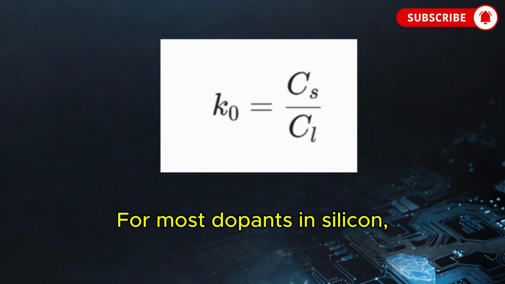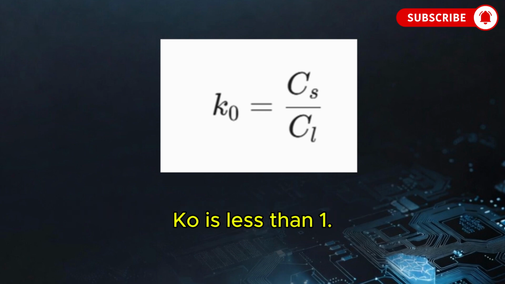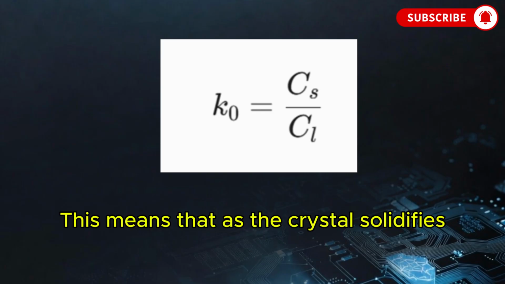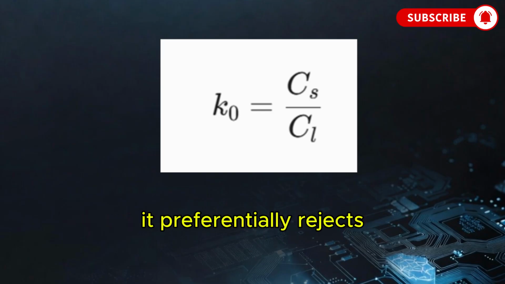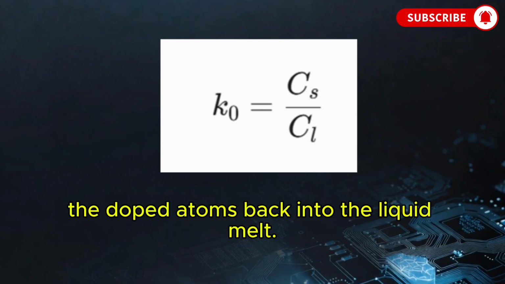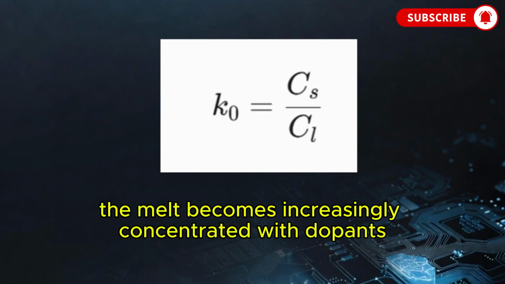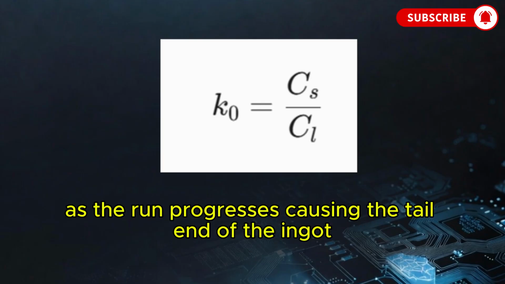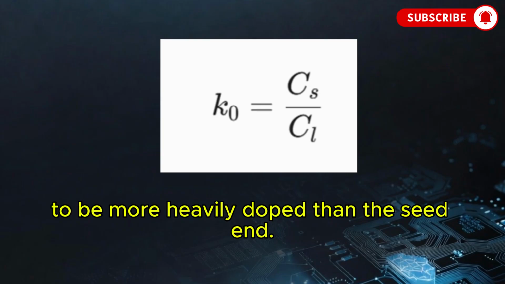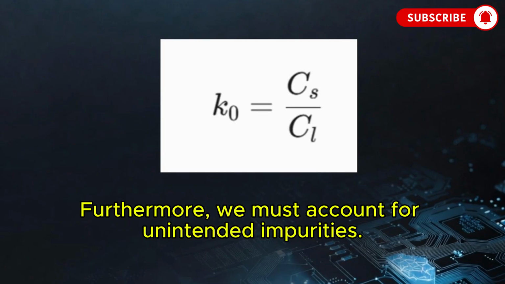For most dopants in silicon, K0 is less than 1. This means that as the crystal solidifies, it preferentially rejects the dopant atoms back into the liquid melt. Consequently, the melt becomes increasingly concentrated with dopants as the run progresses, causing the tail end of the ingot to be more heavily doped than the seed end. Furthermore, we must account for unintended impurities.